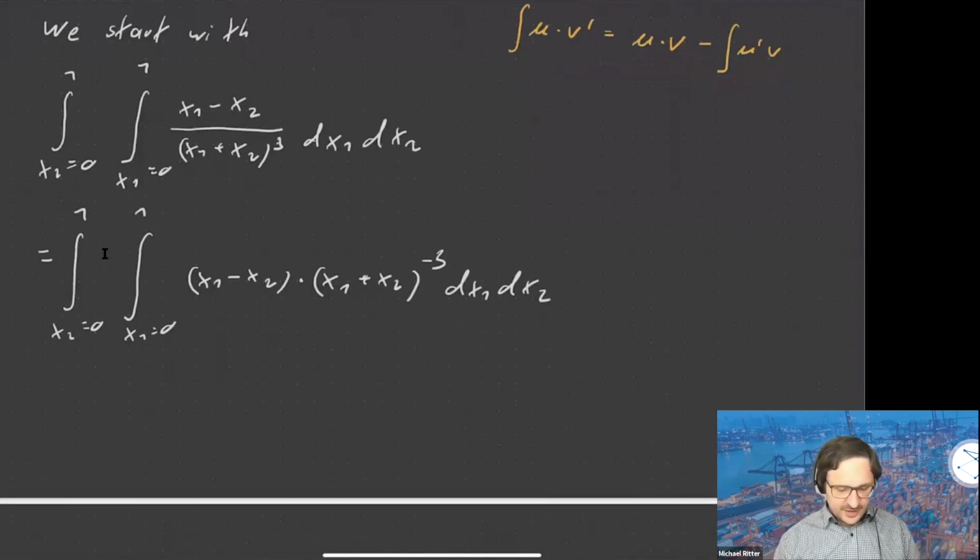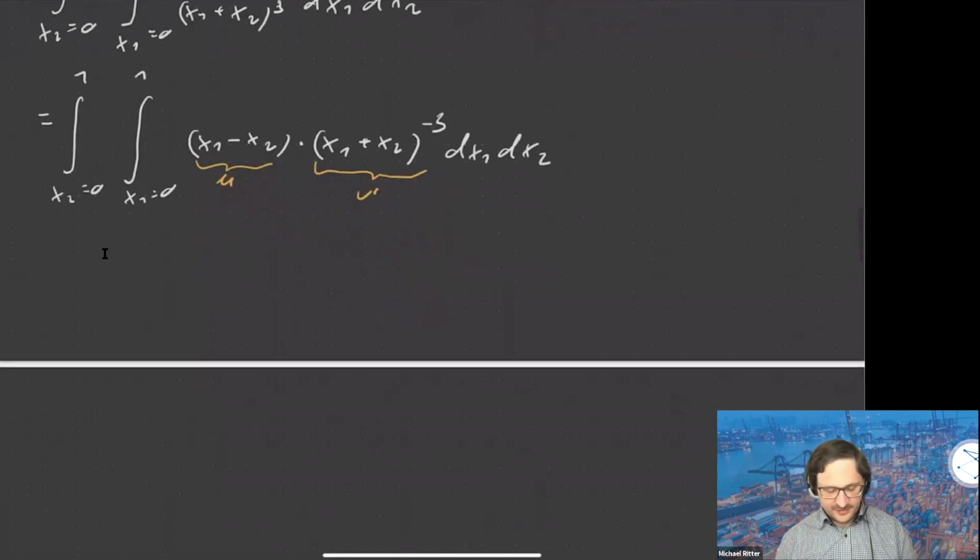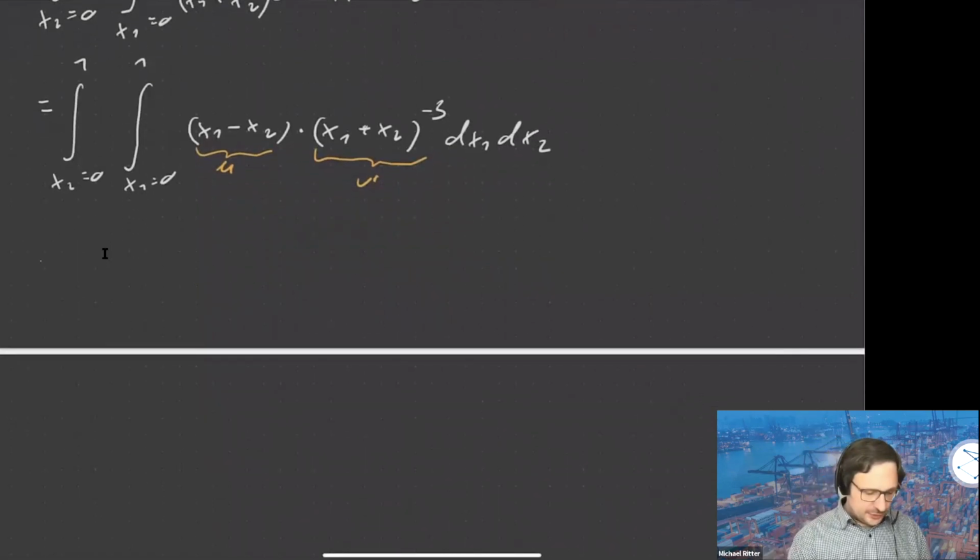Okay, and what we're going to do now is we're going to use this here as u, and this here as v prime. And if we differentiate that part with respect to x1, then that expression will just vanish, and that will make things a little easier. Okay, so that's the basic idea of evaluating that integral here. So doing that, what do we get? We just keep the outer integral in place.